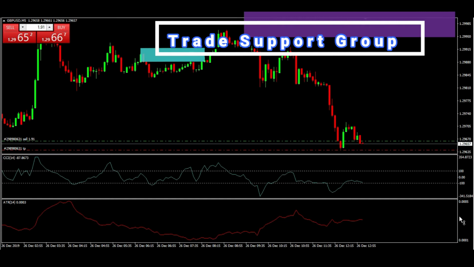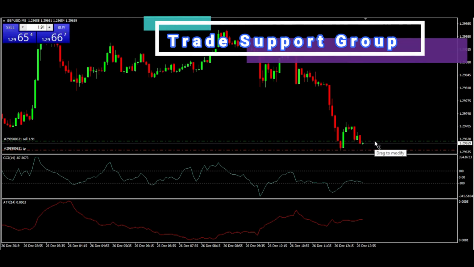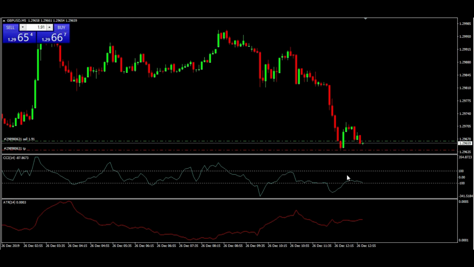So today our strategy that we're going to test out is going to be the CCI and the ATR indicators. Now you can see we've already opened up a sell position on the GBP USD. This is made strictly for scalping techniques. Now ideally what we're looking for here is anytime the CCI crosses below or above the 100 bars. In general, this is a good indication of where the price action is heading.